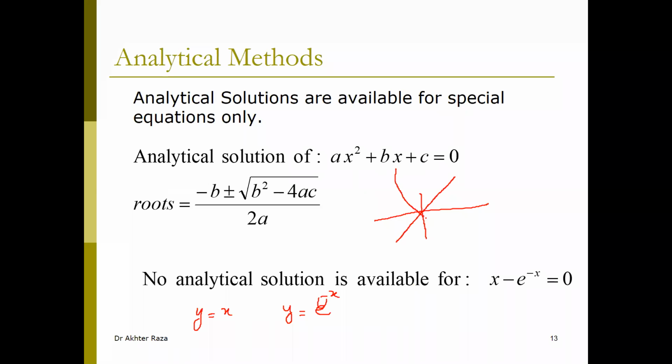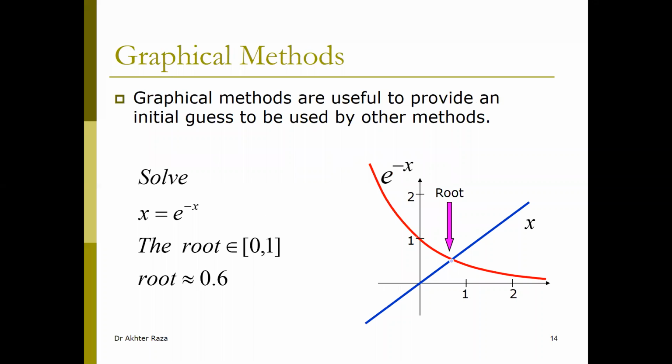It is the exponentially decline function. It cannot possibly pass through zero. So the point where these two will intersect each other will be the solution of this nonlinear equation. Quite simple, but it's a graphical procedure. In this graphical procedure, we are observing that the function y equals x and the function e raised to the power minus x are plotted. The intersection of these two will give us a solution.